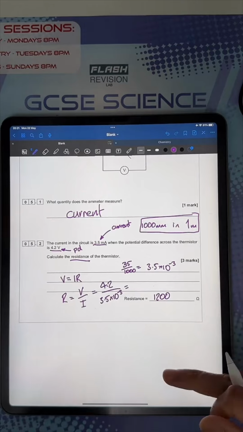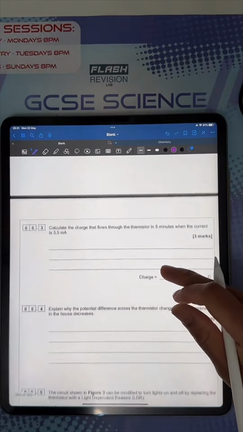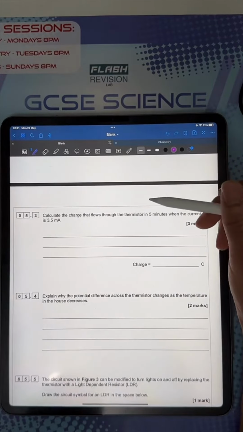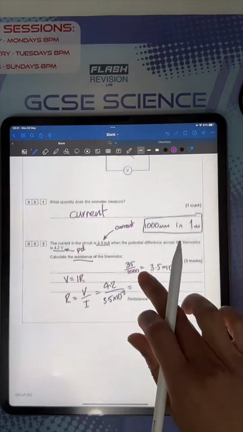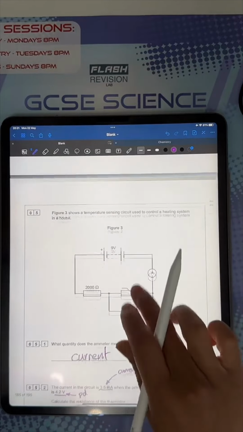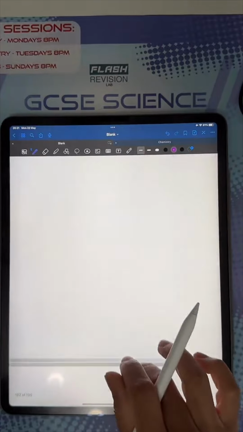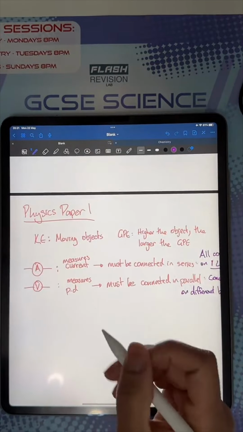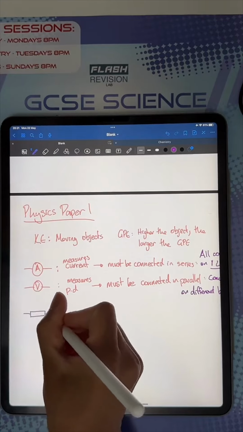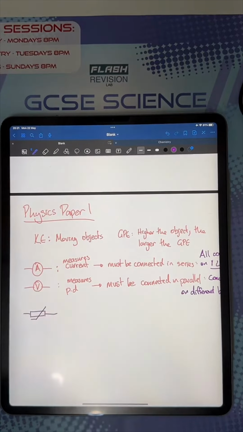Okay, let's move on. More electricity. Same thing again. Calculate the charge that flows through the thermistor. What does a thermistor do? Let's write that down. So we've got thermistor here. What does a thermistor do? It was an upside down thermistor on that diagram, but yeah, you could draw it like that.